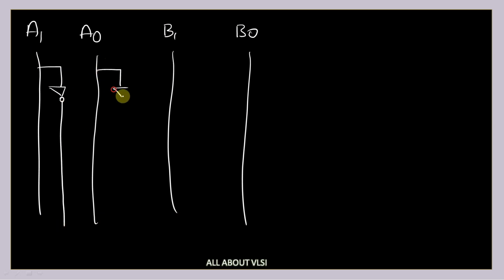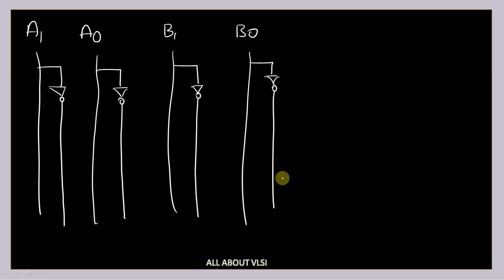This is A0 and this is B1 bar and this is B0 bar. So coming to my A greater than B, how to write the equation? A greater than B is A into B1 bar plus what else we have. Let me write down the equation for our A greater than B.